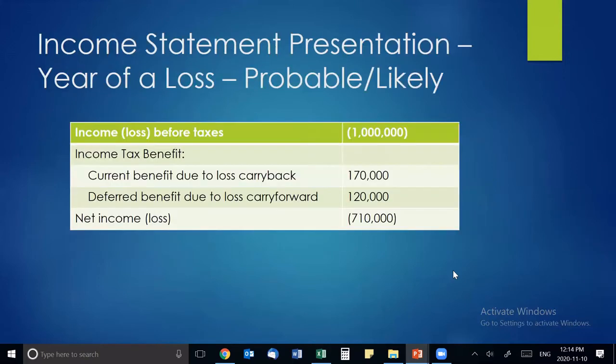So let me show you the income statement presentation there. So we have $1 million of a loss in 2018. We had a benefit due to loss carryback of 170. We had a benefit due to loss carry forward of 120. So that's going to bring down our loss to 710,000. So our net income after tax, or net loss after tax, is 710,000. So that's a year of a loss.